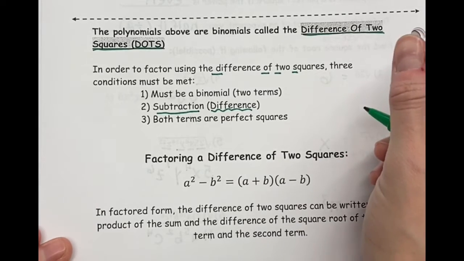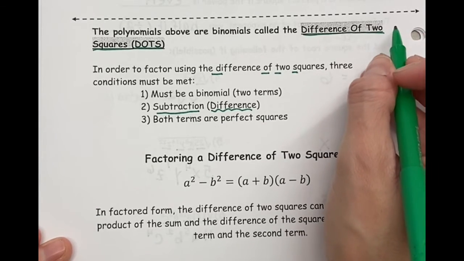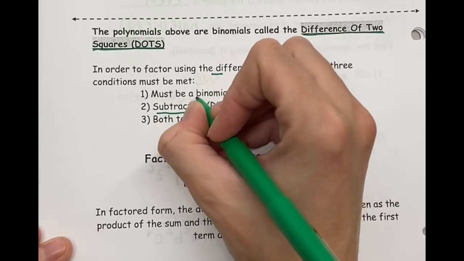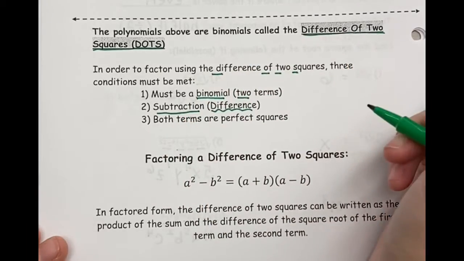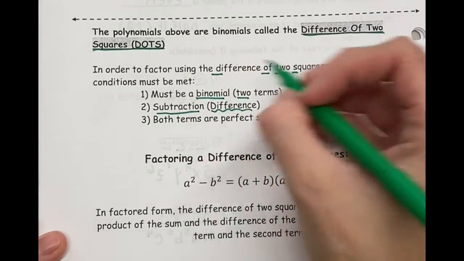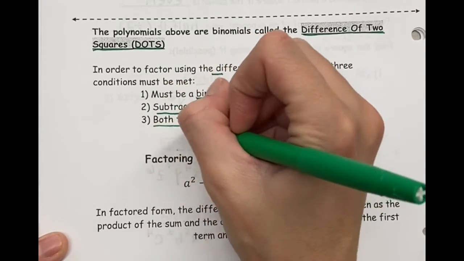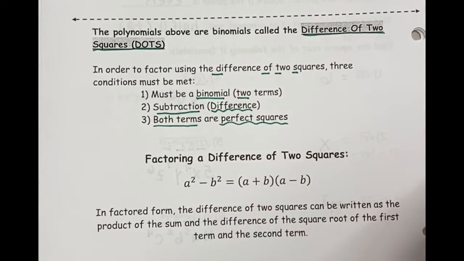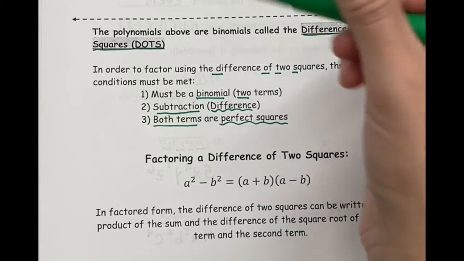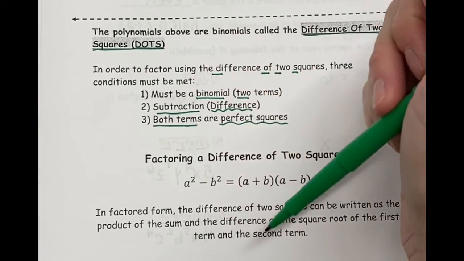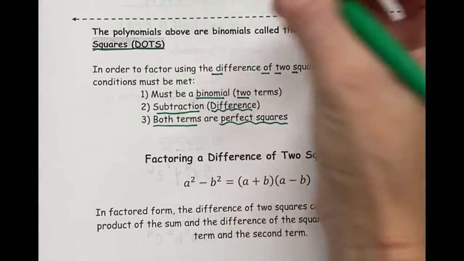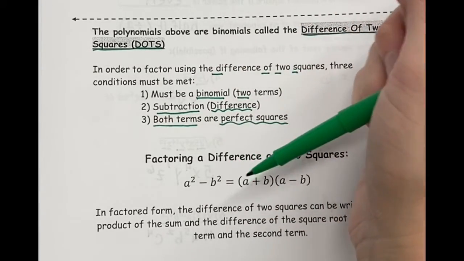So when we're given a binomial, we need subtraction. Two means there need to be two terms, so we need a binomial in order to do this. And then squares means that both terms need to be perfect squares. So for example, when we're given DOTS, we have a binomial, which is two terms. We have subtraction, and then they both need to be perfect squares.